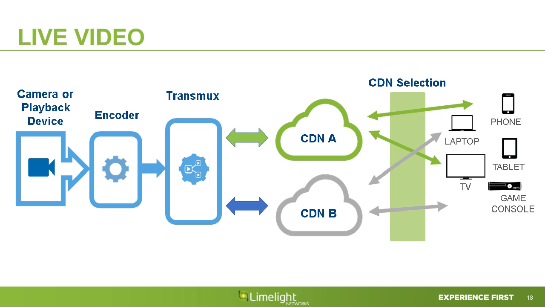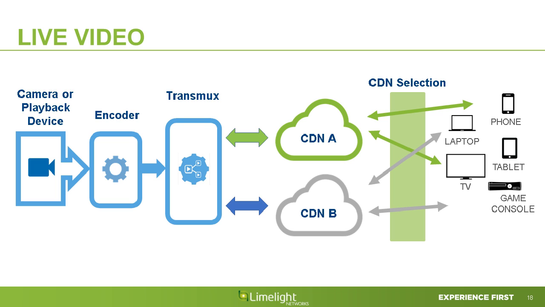You'll have a camera or a playback device. It could be your playout machine. It could be a camera. That content is shot and sent into an encoder. That encoder will break that content into your different bit rates for multi-bit rate consumption in a video world. Next, that's sent out to a transmux engine, and that transmuxing engine will actually segment that content and create playlists if you're delivering HLS or DASH, those types of things.